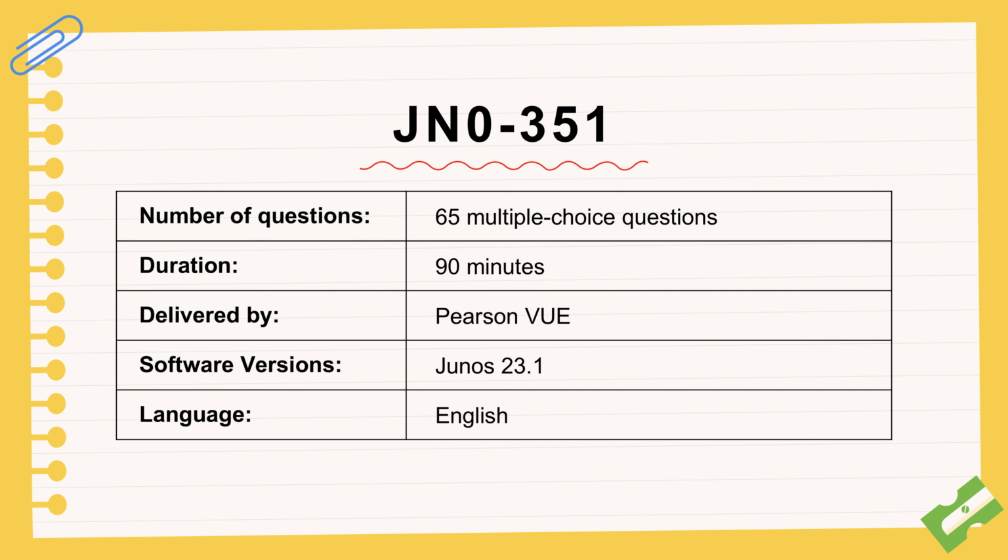I mean, the sources say it's 65 multiple choice questions, 90 minutes, Junos 23.1, standard exam stuff. But what we want is to extract those core operational facts, the things you actually need to know when things go wrong at 3 a.m. We're aiming for those little aha moments. Okay, let's dive in then.